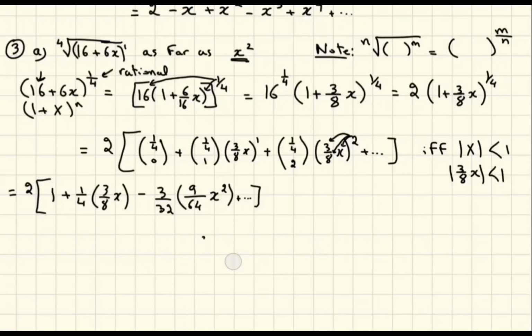Now we have to distribute the 2. If you want to simplify the one inside the bracket first, then distribute the 2, that's totally fine. So 1 plus 3 over 32x minus 27 over, when you multiply 32 by 64, it's going to be 2048 x squared.